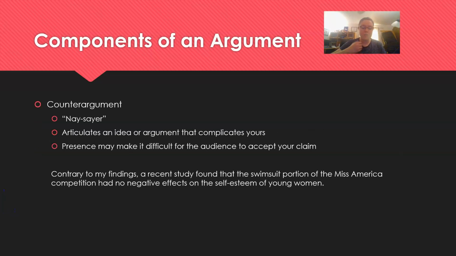Let's now move on to the final components that we'll discuss, and that will be namely the counter-argument and the rebuttal. The counter-argument, that's going to be your naysayer. Oftentimes I hear, why on earth would I want to include a naysayer? Why would I want to give room on my page to someone who very clearly disagrees with what I have to say?